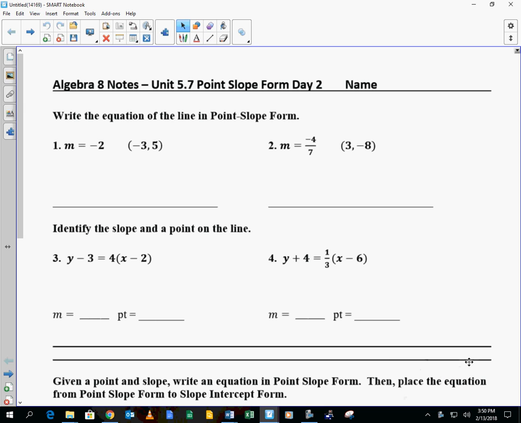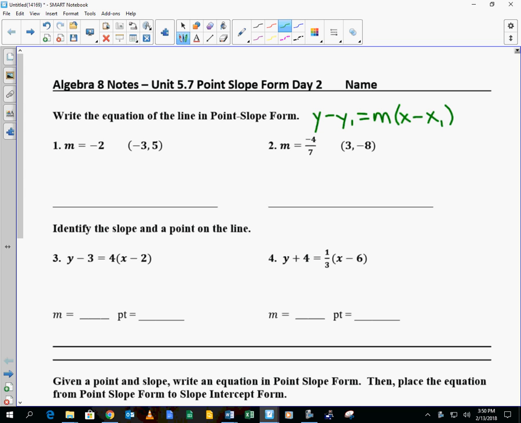Okay, 8th grade algebra. This is Mr. Gens again. We want to try to practice what we were doing the past couple days. So you have some notes in front of you. It says write the equation of the line in point slope form. This is what you want to start to get kind of memorized in your brain: y minus y sub 1 is equal to m times x minus x sub 1.